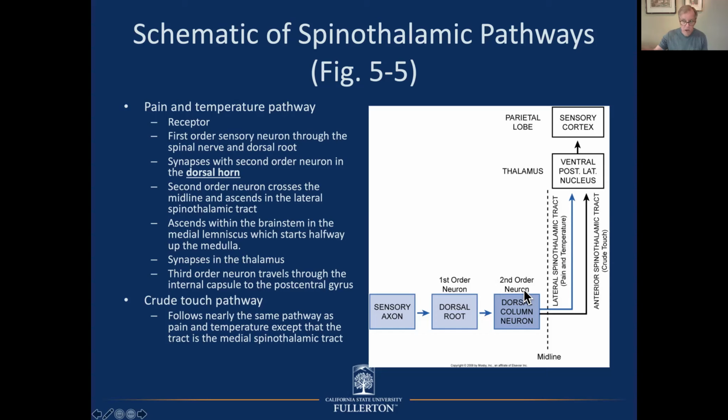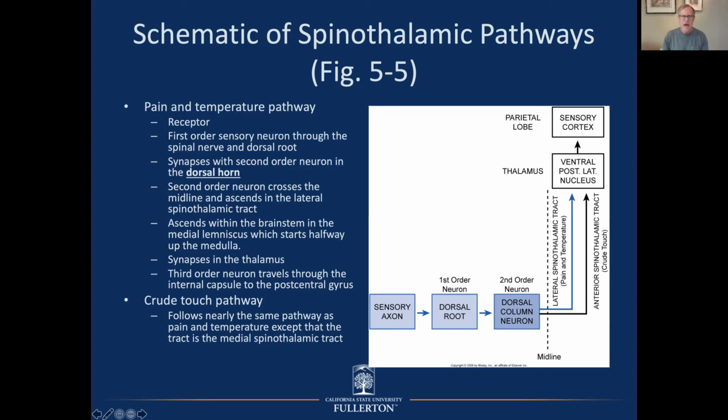Because you have one neuron that gets from the receptor back inside the cord around the dorsal horn, and then you have a second order neuron, and then that one crosses the midline. So that is, let's see, here's the point, crosses the midline and organizes itself into this thing. We're going to pay attention to this, the lateral spinothalamic tract.